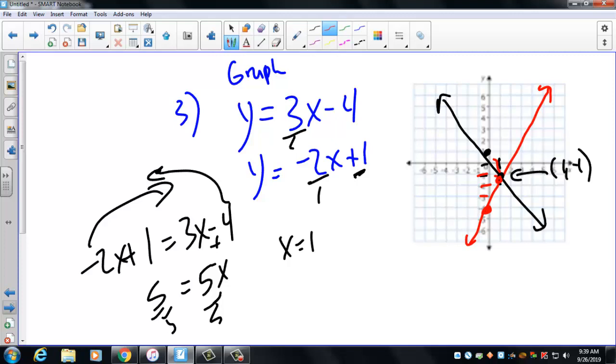Good questions. So if it isn't a fraction, you just automatically put it over 1? Yes, ma'am. If it's not a fraction, just put it over 1.